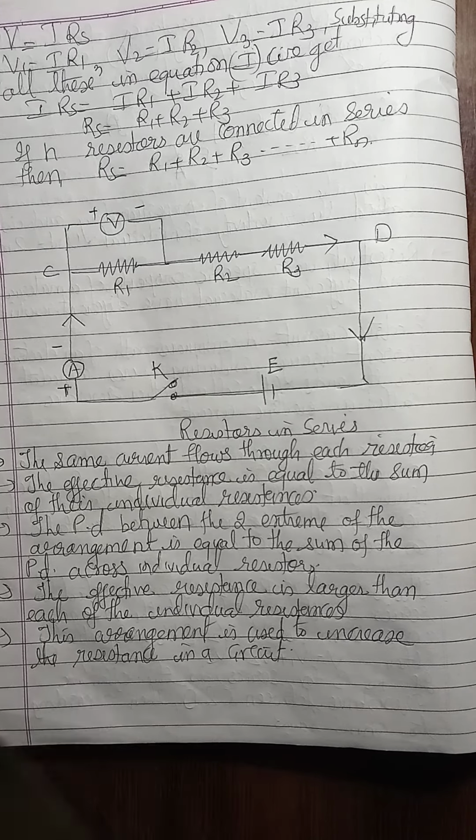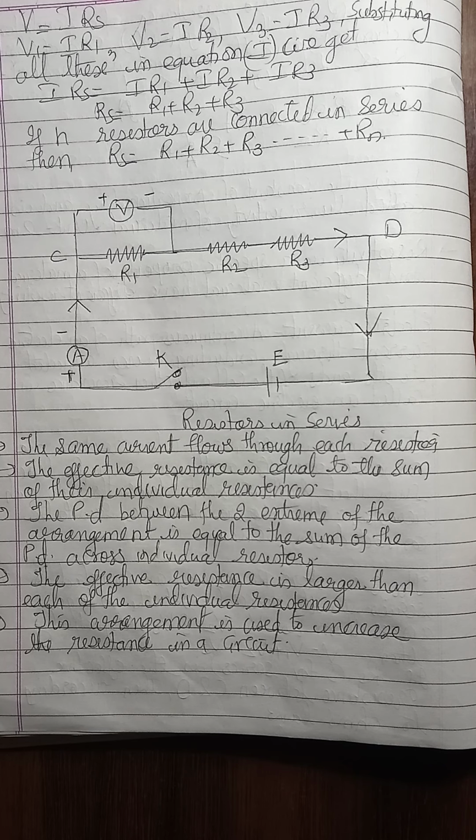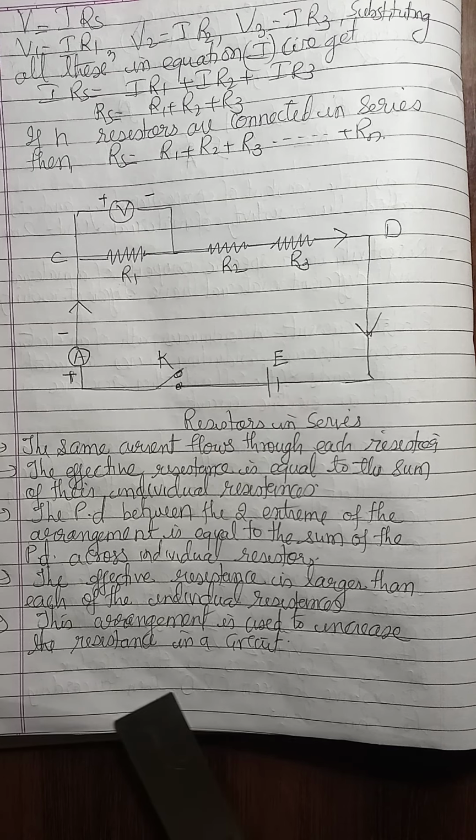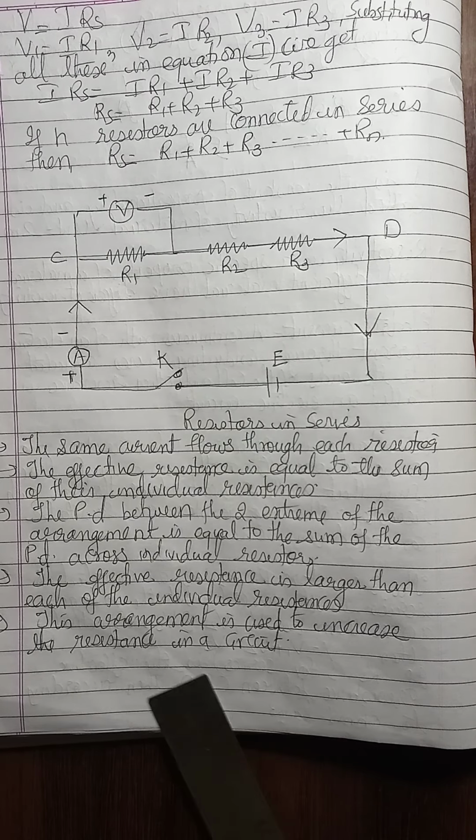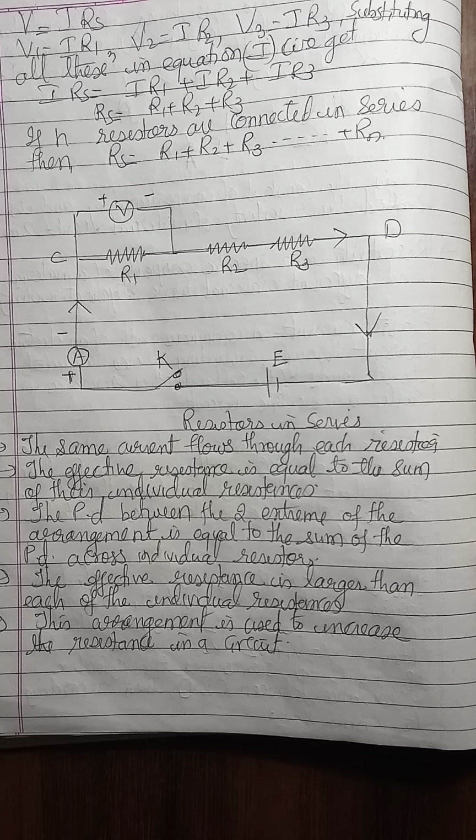This arrangement is used to increase the resistance in a circuit. One more arrangement is resistance in parallel, which we'll discuss later on. So resistance in series will help us to increase the resistance in the circuit. Increasing the resistance implies decreasing the current. So if you want to reduce the current, the arrangement should be resistance in series. If you want to increase the current, the arrangement should be in parallel.